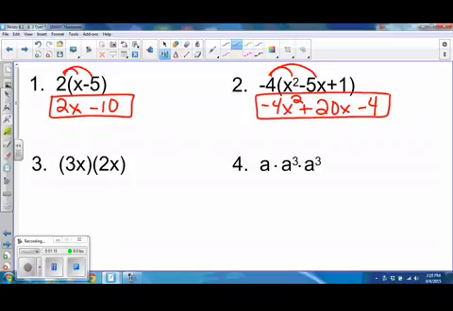Number 3. 3x times 2x. When you're multiplying 2 terms like this, you multiply the whole numbers. So 3 times 2 is 6. And then I have x to the 1 times x to the 1. When you multiply powers, you add the exponents. So that is 6x squared.